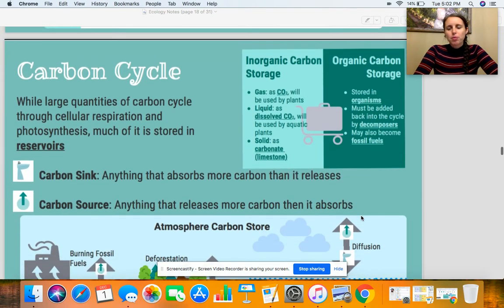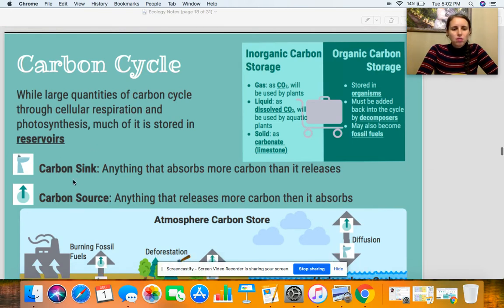A little bit more about the carbon cycle. So not all carbon is stuck between cellular respiration or photosynthesis. Some is actually stored. We call that carbon reservoirs. There are 2 different terms that I want you to know: carbon sink and carbon source. A carbon sink is anything that absorbs more carbon than it releases. So it's like a carbon storage area. A carbon source is anything that releases more carbon than it absorbs.